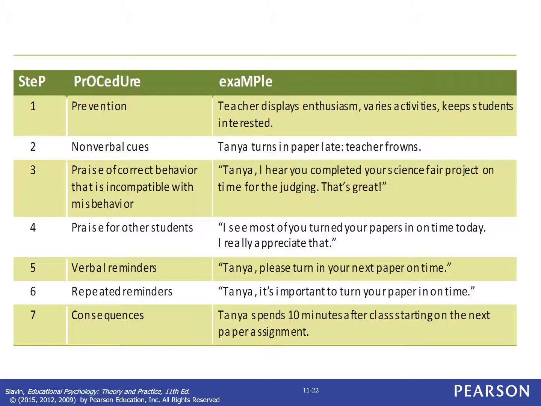And then finally, step 7, consequences. This would be in alignment with your rules that you've posted. So Tanya might spend 10 minutes after class starting on the next paper. And there would be levels of consequences after that, calling home, for example. So the point of the least intervention would be you start with something, just prevention, and you ratchet it up as the behavior is repeated or becomes more serious.